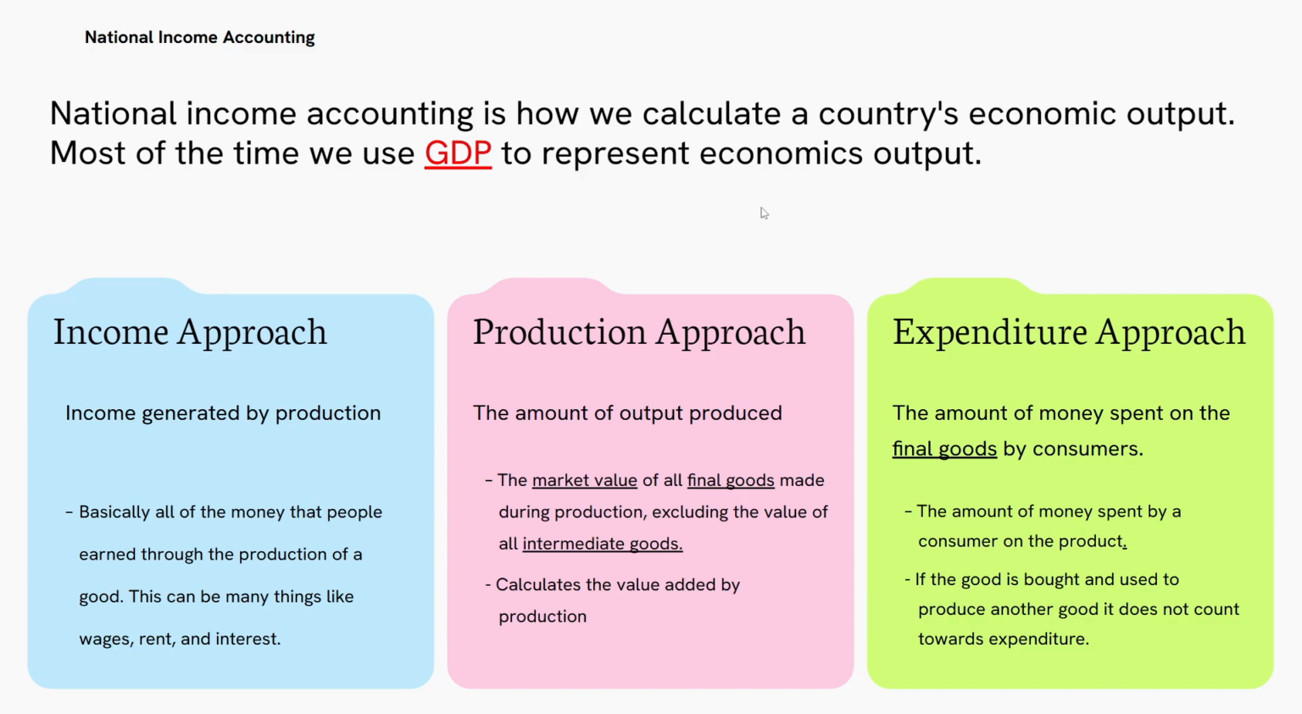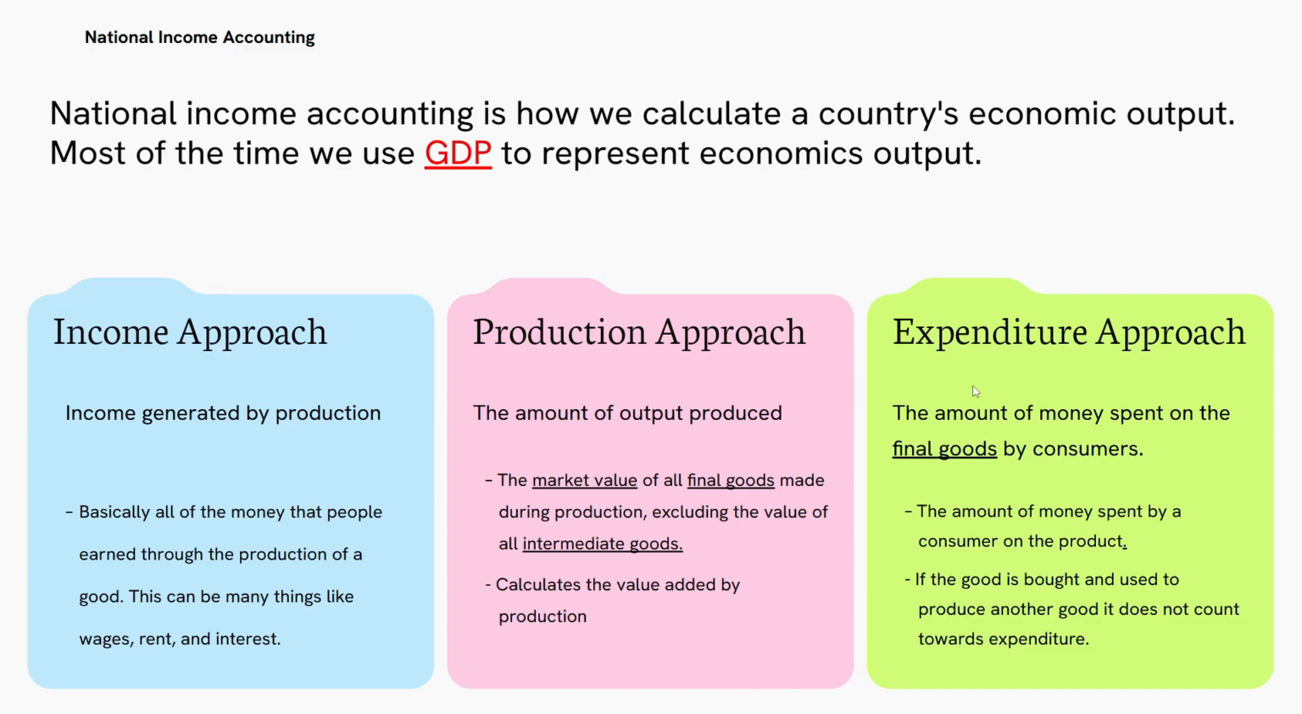The second one is the production approach, and this is basically the amount of output produced. We take the value of all goods made during production and add them up. So if you go to the store and you find an apple worth $50, that is the value of a good. Those values are all added up to find the GDP using the production approach.